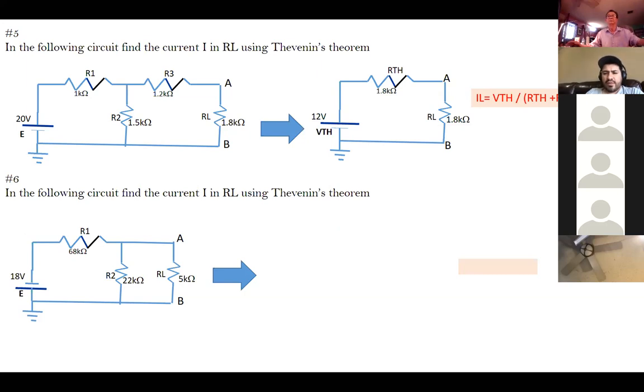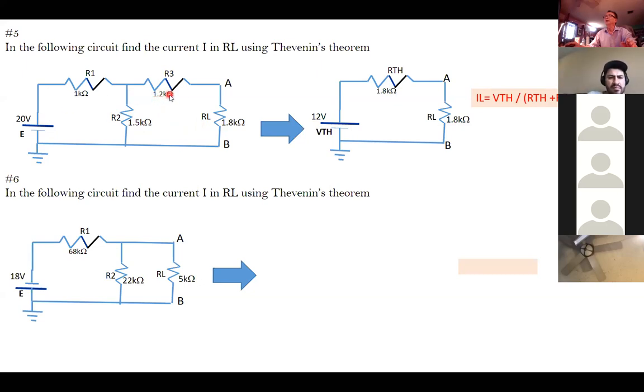How did they get the 12 volt Thevenin? You mean the 12 volt here? Yes. How do we get the 12 volt? When you take that out, right? So you want the voltage across R2. And that's the 20 volt.